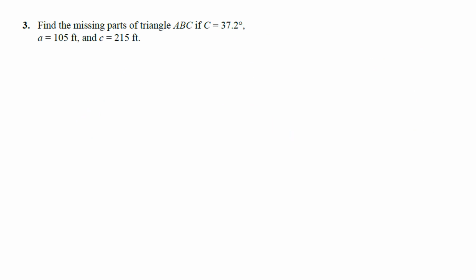Okay, let's do one more. Find the missing parts of triangle ABC if C equals 37.2 degrees, A equals 105 feet, and C equals 215 feet. So let's draw a triangle to help us visualize this.